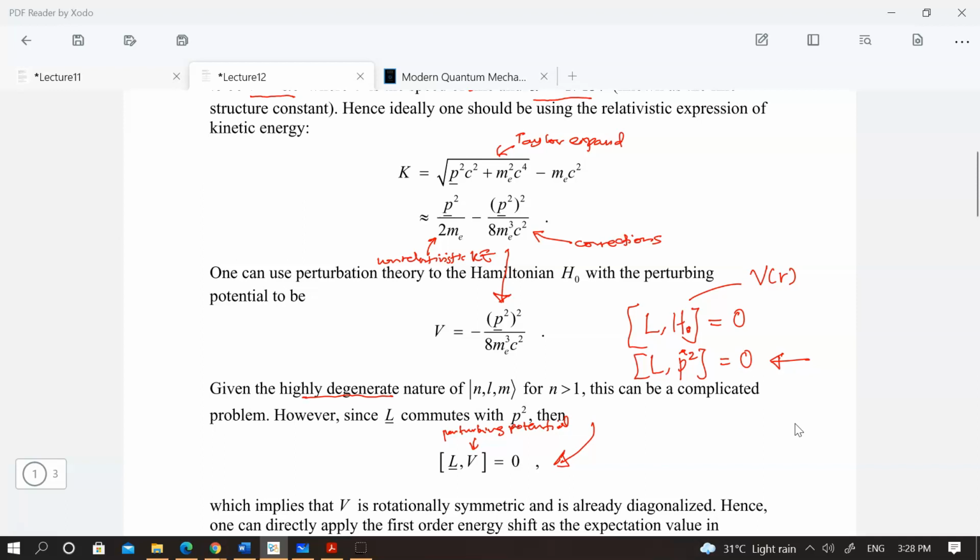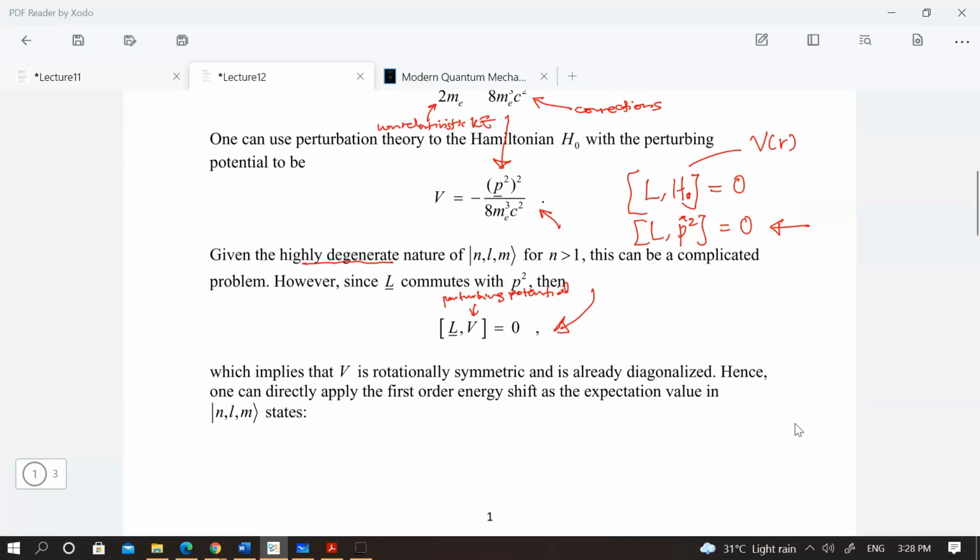And because L commutes with your H naught, that means L commutes with P squared, because your Coulombic potential is also independent of direction over here. So L will commute with this P squared over here. So what does that imply? That also implies that this thing is already rotationally symmetric. So V is rotationally symmetric.